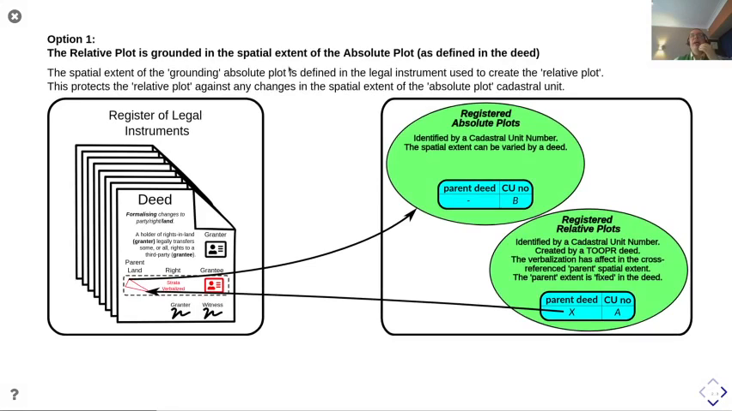So the question then becomes, how do we start to ground these things together? Option one, the relative plot, is grounded in the spatial extent of the absolute plot. The spatial extent of a grounding absolute plot is defined in the legal instrument used to create the relative plot, i.e. the deed. This protects the relative plot against any changes in the spatial extent of the absolute plot. Because if you have your absolute plot, someone could, at some point in time, cut it in half. Now that might make your relative plot make absolutely no sense subsequently. However, if you are grounding it against the parent deed, it will always make sense.